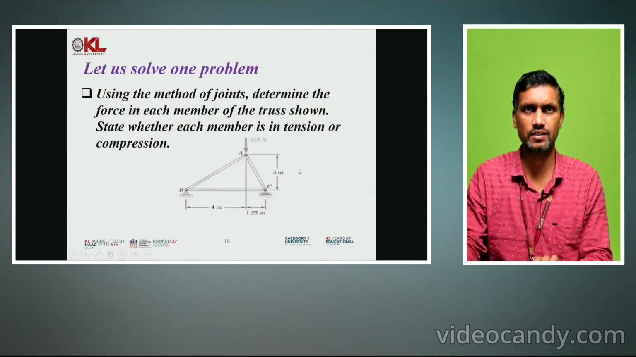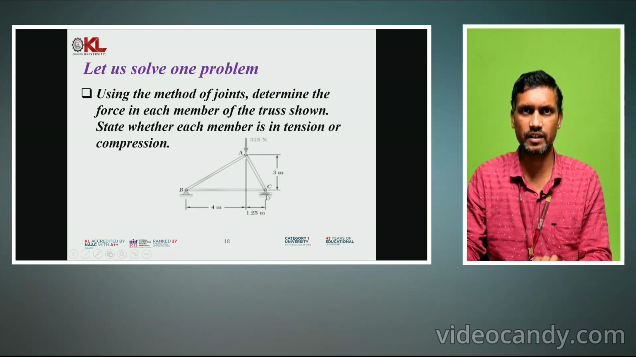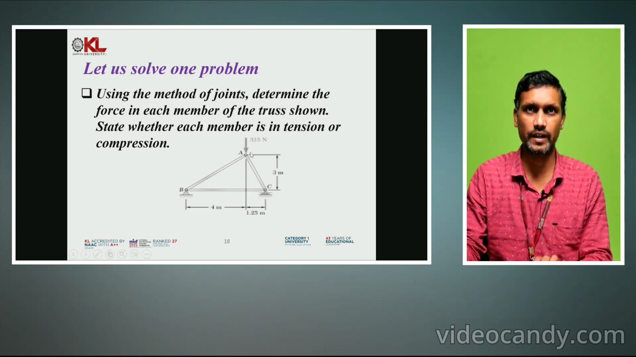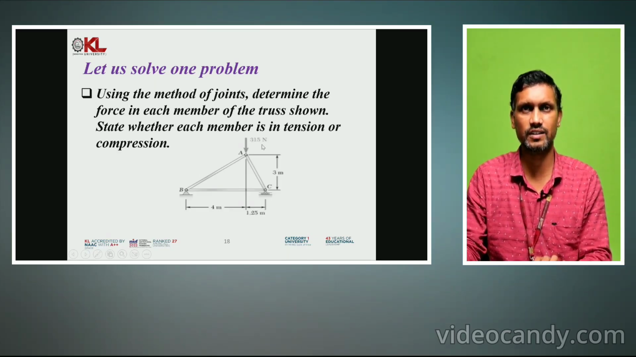For example, this is one problem. There are three members AB, AC, BC. There are 2 supports at point B and point C. At point C there is a roller, at point B there is a hinge. How am I saying it is a roller at point C? You can see here some small balls are there, correct? It is nothing but a roller. Bearings you can take as an example. At point A, an external load of 350 Newton is acting, correct? So this I have to solve. I have to find forces in AB, AC and BC.